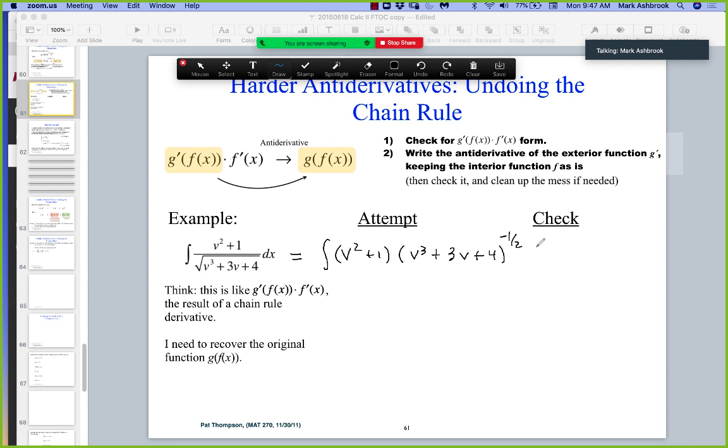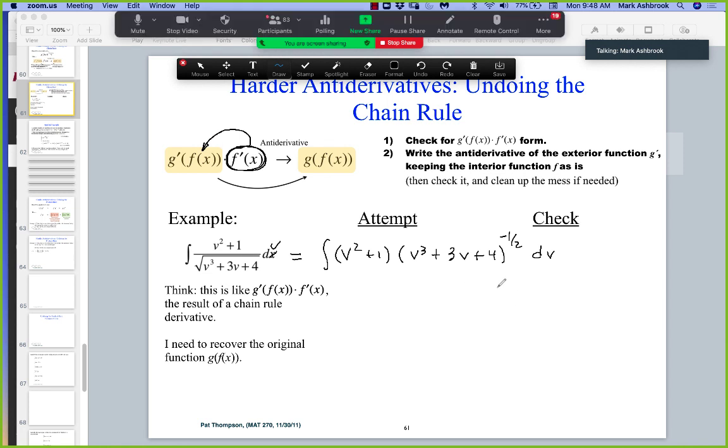So do we have, sorry, that should be dv. So do we have this, where we have the derivative or constant multiple of the derivative of the interior of the other, right? That's what the chain rule is. You take the derivative of the interior. So when you're looking to undo the chain rule, you have to have that qualification met. You have to have the derivative of the interior. Do I have that here?